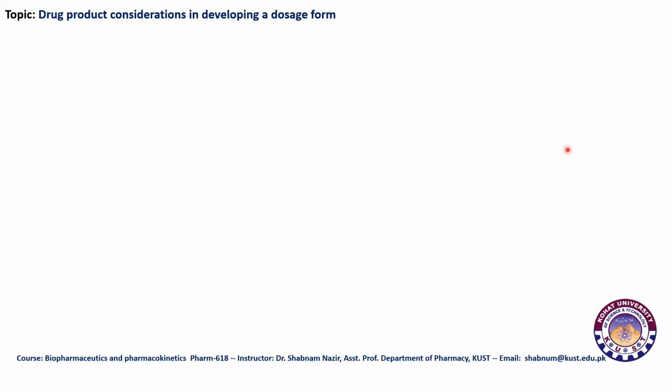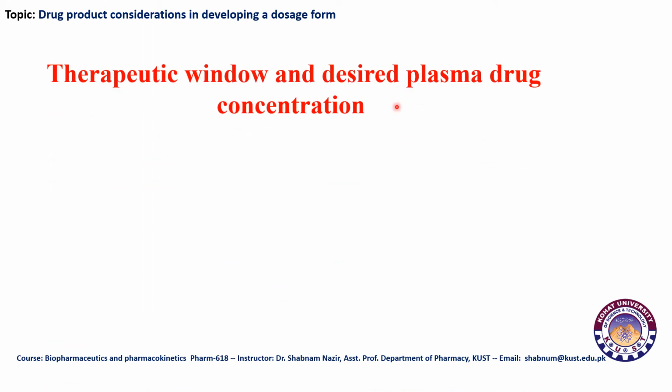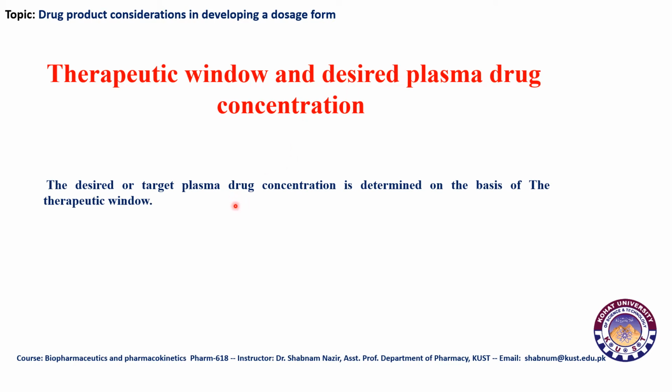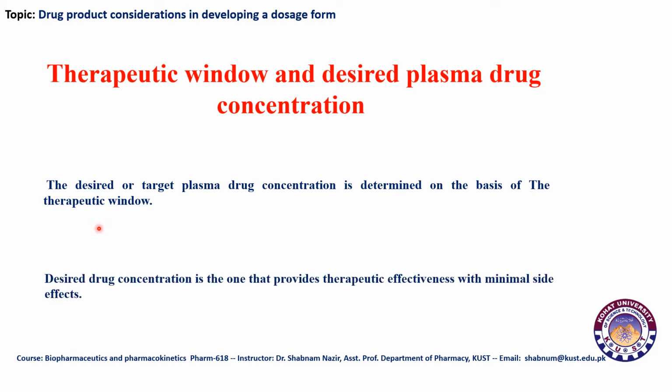As we were talking about the dose, dose basically determines or helps to achieve the desired plasma drug concentration, and how to determine the desired plasma drug concentration is done with the help of the therapeutic window. So now we are going to discuss the therapeutic window and desired plasma drug concentration. The desired or target plasma drug concentration is determined on the basis of the therapeutic window. Desired drug concentration is the one that provides therapeutic effectiveness with minimal side effects.